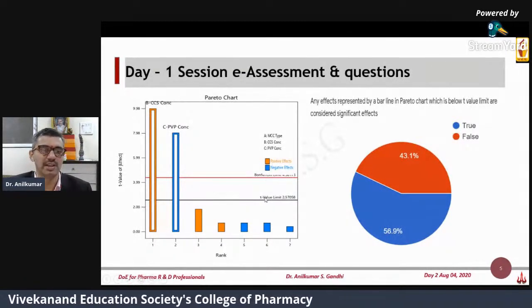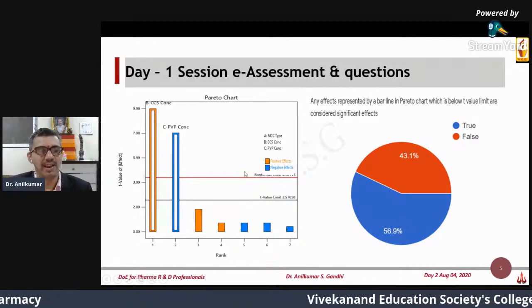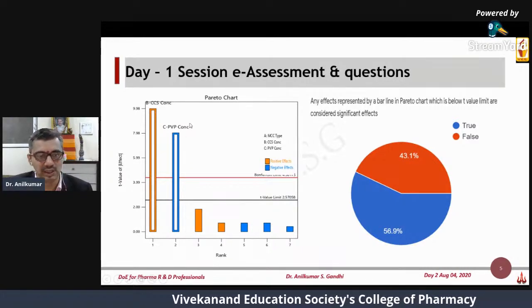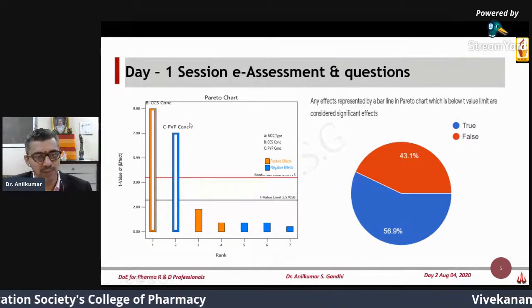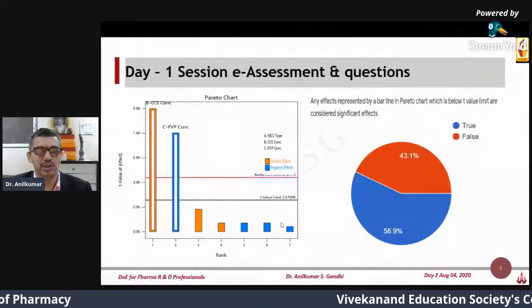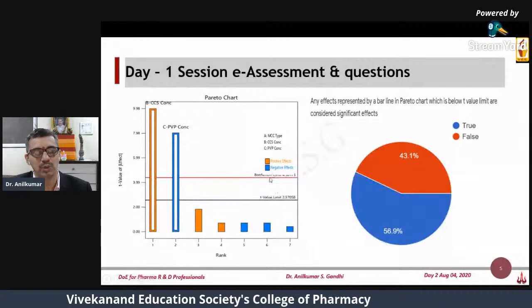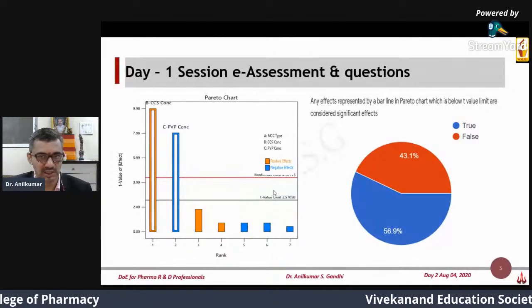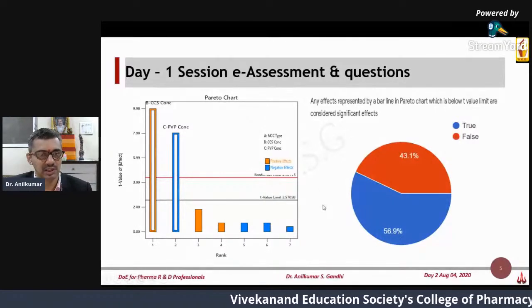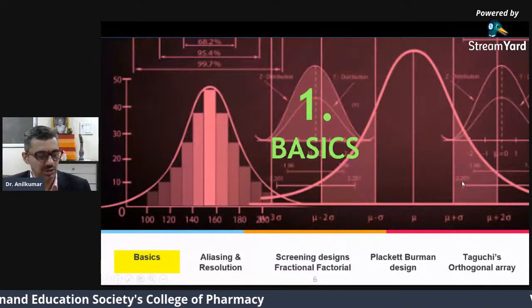But the most important thing, the first thing we see, is the Bonferroni limit. Anything above Bonferroni certainly is the critical or significant impact factor. Anything which is below the T value is surely insignificant. Anything in between is what you will check in the ANOVA table and confirm, which is the borderline case. I hope this is clear. And with this, I think we'll get started with today's session.